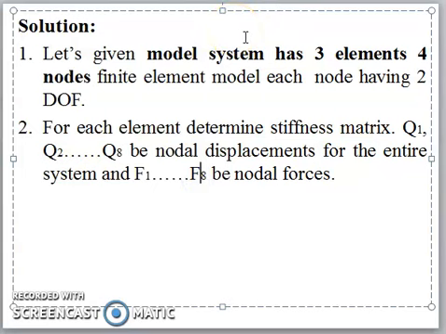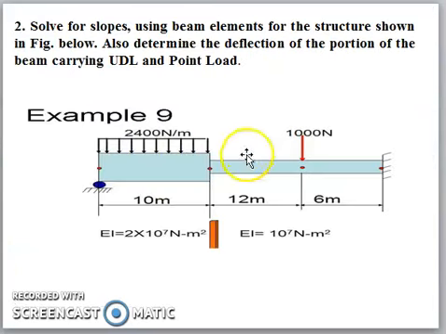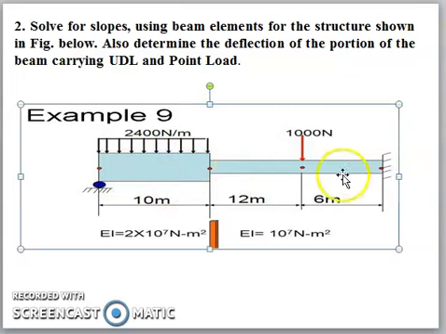The second step after the FE model is the element stiffness matrix. Again, how many nodes and how many elements do you have? As already told, we have 3 elements: element 1, element 2, element 3. If it is 3 elements, what do we have to do? We have to calculate 3 element stiffness matrices.